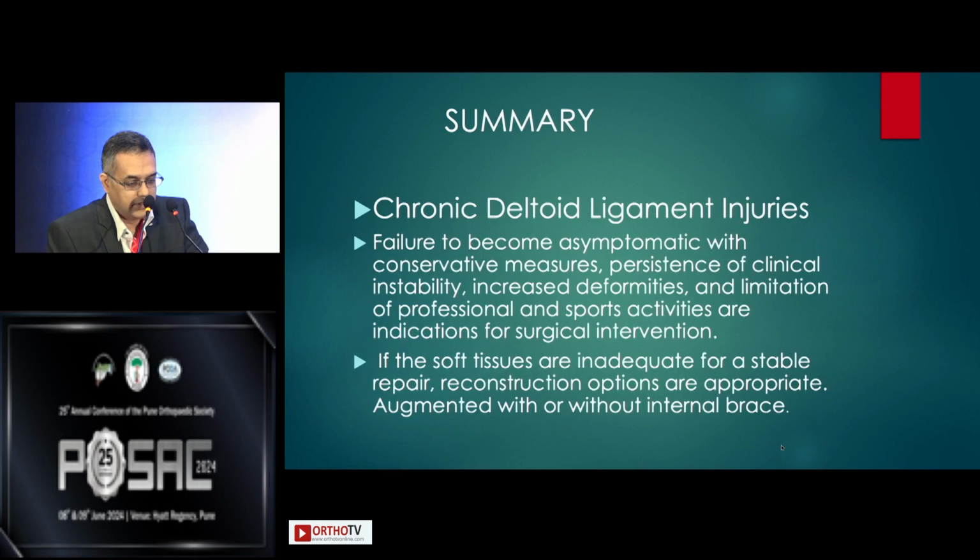In chronic deltoid ligament injuries, failure to become asymptomatic with conservative measures, persistent clinical instability, increased deformities, and limitation of professional sports activities are indications for a surgical intervention. If soft tissues are inadequate for a stable repair, reconstruction options are appropriate, augmented with or without internal brace.